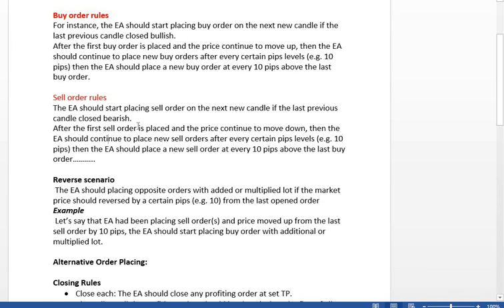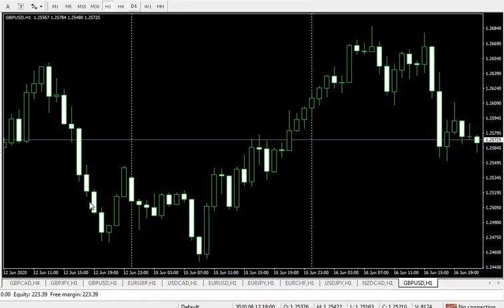I hope you understand the last previous candle. What I mean here is this. Let me go back to the chart. The last previous candle means the EA was on here, and eventually this one closed bearish. That means the close is lower than the open. So at the close of this candle, at the beginning of this candle, the EA should start placing sell because the previous candle closed bearish. So that was what I was explaining.